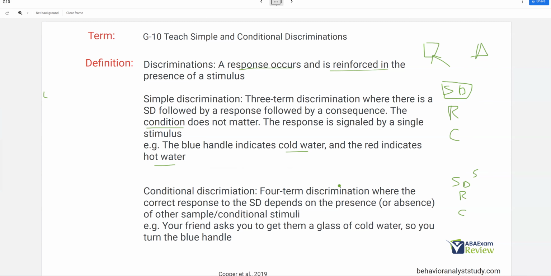How about our blue handle and red handle? Well, we're always going to go cold is blue, hot is red. What if your friend asks you to get a glass of cold water? Well, now we've got the additional stimulus, which is your friend asking you to get cold water. So now when you see the handles, you're going to turn the blue handle. So it's a little more complicated than it really needs to be. It's still discrimination. The only difference is there's an additional antecedent stimulus to worry about. So if you're trying to figure out, is this simple or is it conditional, just ask yourself, do I have just this three-term simple contingency, or is there another stimulus that I need to be worried about?